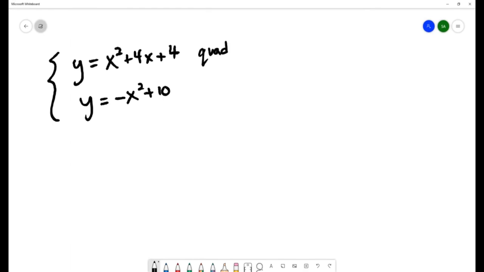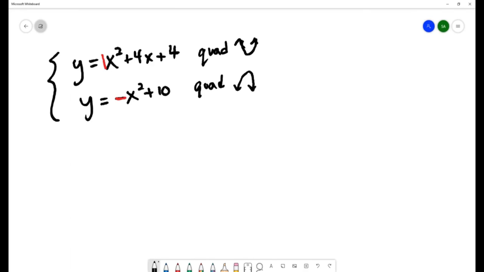And the graph of a quadratic is a parabola. And when I look at the leading coefficient of this parabola, it's a 1, which is positive. So I know the parabola is going to be facing up. The second equation is y equals negative x squared plus 10, which is also a quadratic. But this quadratic has a negative leading coefficient, so the parabola will be facing down.